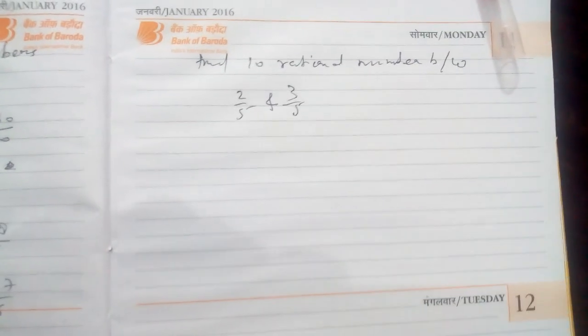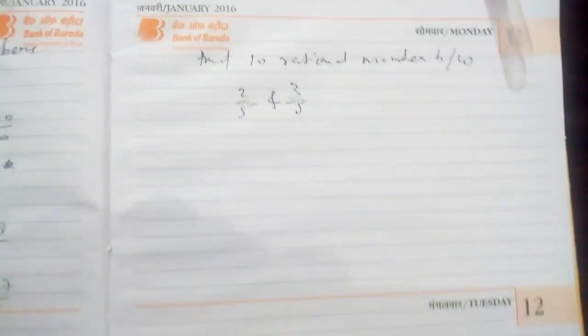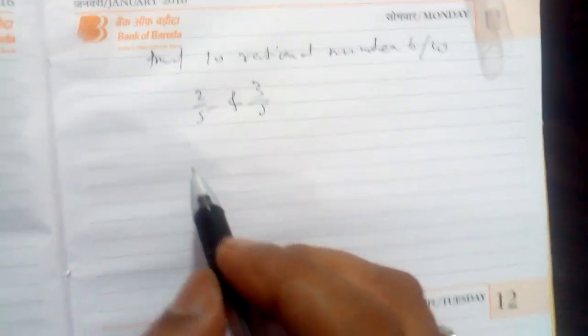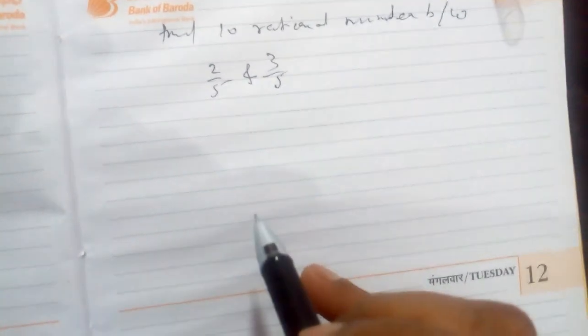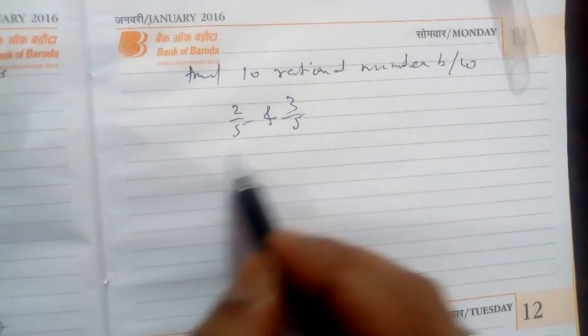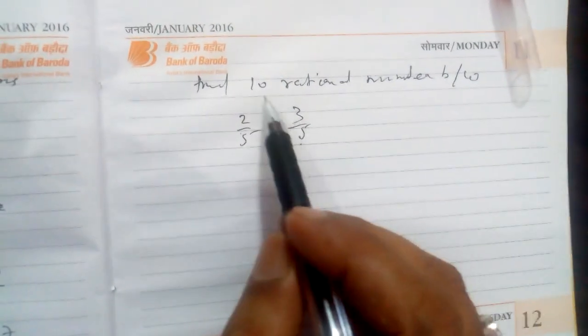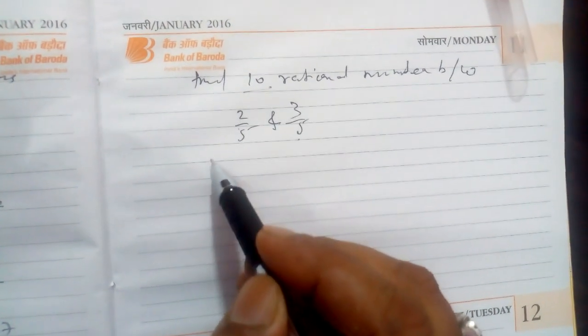Like this, questions are given in your exercise 1.1 also. Some true-false questions are given in 1.1. It is a very simple thing. 2 by 5 and 3 by 5: both have the same denominator. So how many do you want? 10. So you multiply by 11.